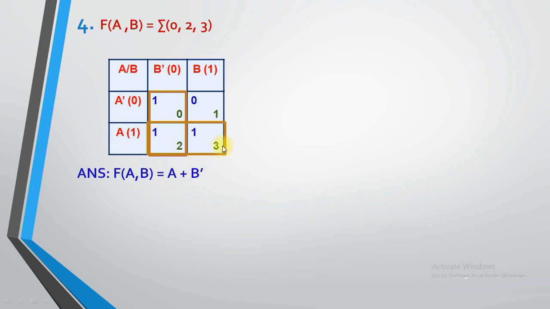Now, consider the horizontal pair. For the horizontal pair, B dash and B is the opposite value, so we will only consider the value of A. So A plus B dash is the answer.